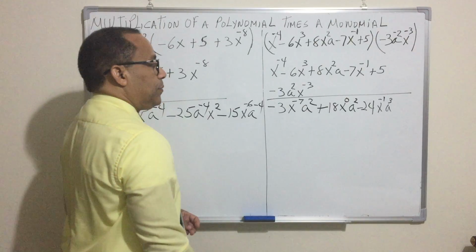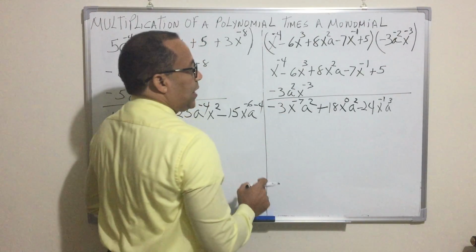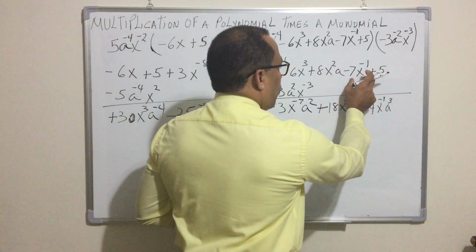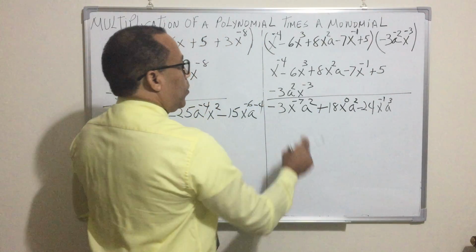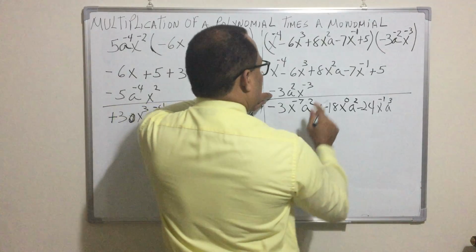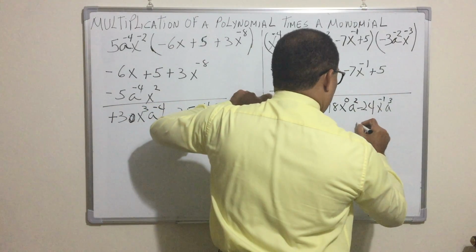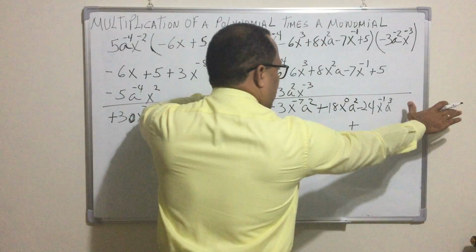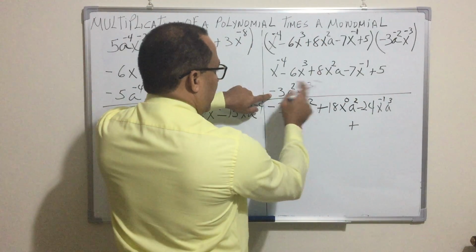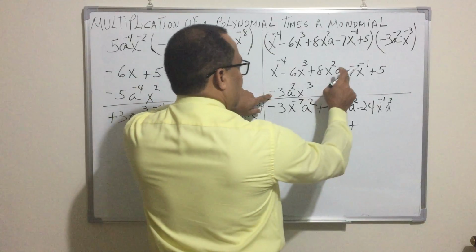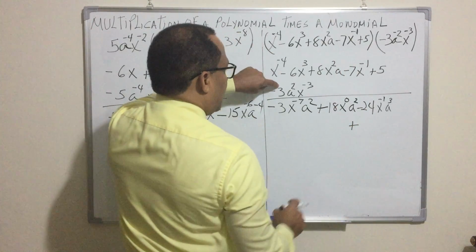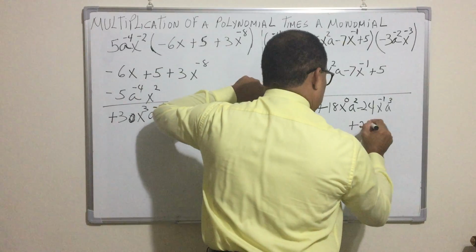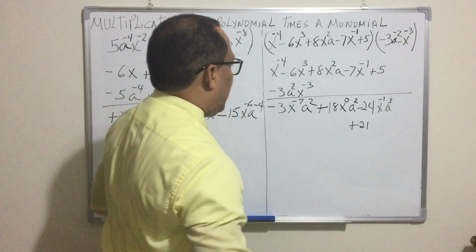Our next step will be multiply the monomial times term number 4. Multiply the signs first. Negative times negative equals positive. This continues there, but there's no space, so I'm going to multiply the signs first. Negative times negative equals positive. 3 times 7 equals 21. And then I multiply first.